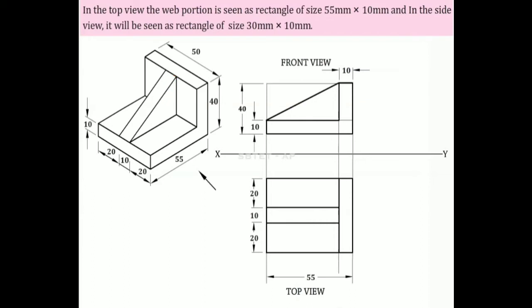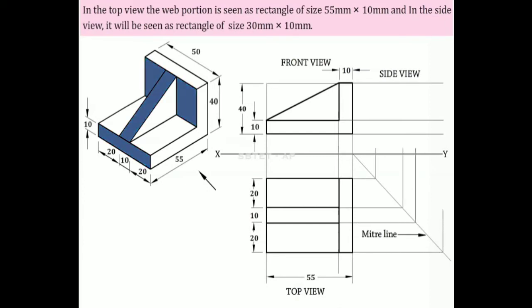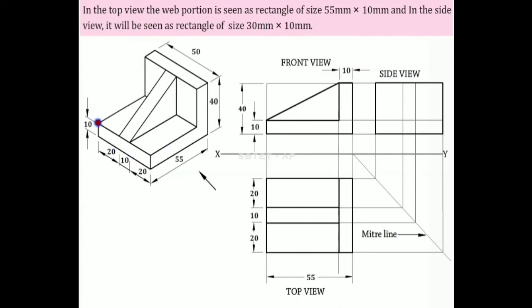To draw the left side view, draw the miter line and draw the projectors horizontally from the front view and through the miter line from the top view. Now complete the left side view. In the left side view, the web portion will be seen as a rectangle of size 30 mm by 10 mm. Show all the dimensions appropriately in the views.